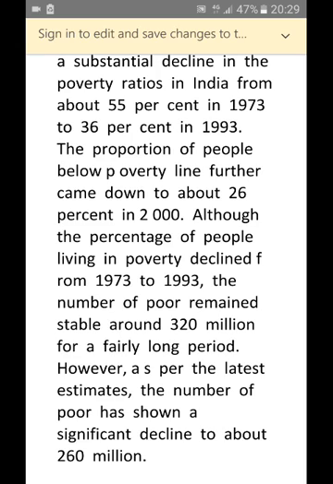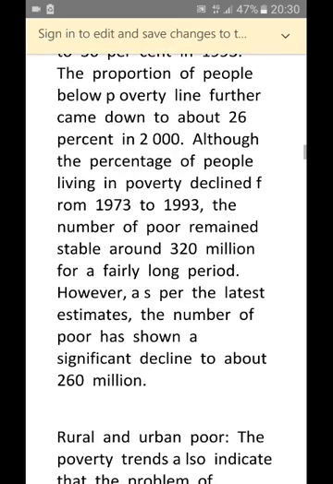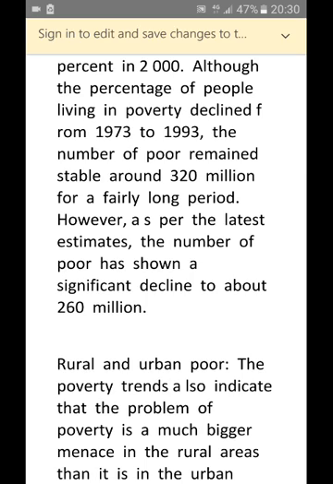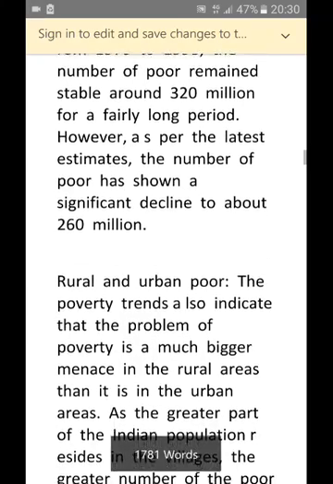Although the percentage of people living in poverty declined from 1973 to 1993, the number of the poor remained stable around 320 million for a fairly long period. However, as per the latest estimates, the number of poor has shown a significant decline to about 260 million. So about 60 million people have been taken out of the poverty level.